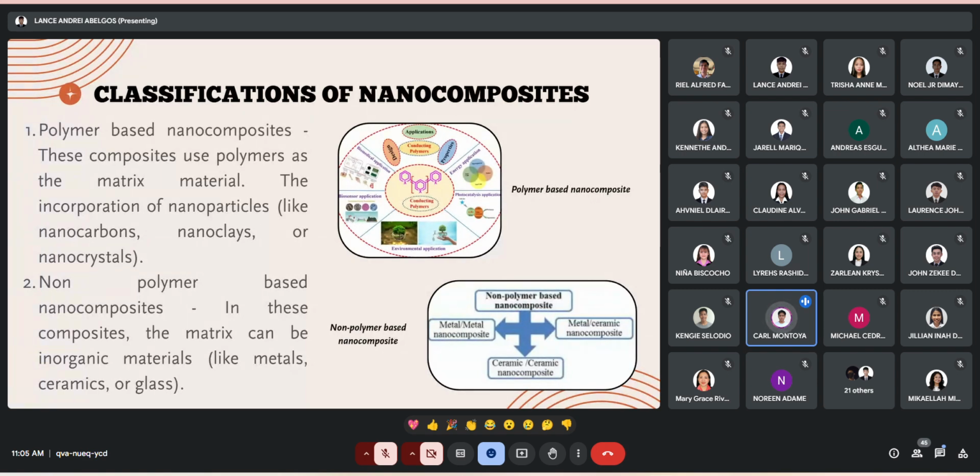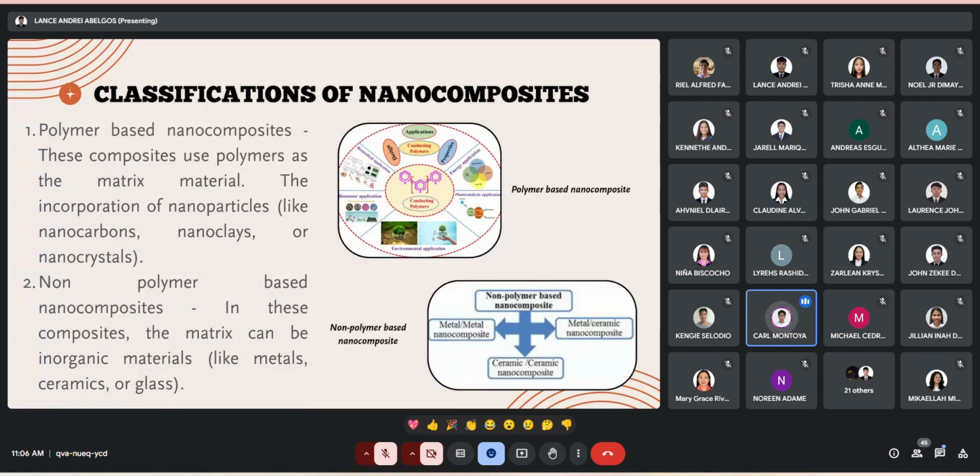nanocomposites have a polymer matrix like epoxy, polyethylene, embedded with such as carbon nanotubes, yan nga po, nanoclays or metal oxide nanoparticles. Si polymer-based nanocomposites natin or yung polymer matrix natin is mas nakakapag-provide po siya ng mas flexible, mas madaling gamitin for processing and lightweight properties.